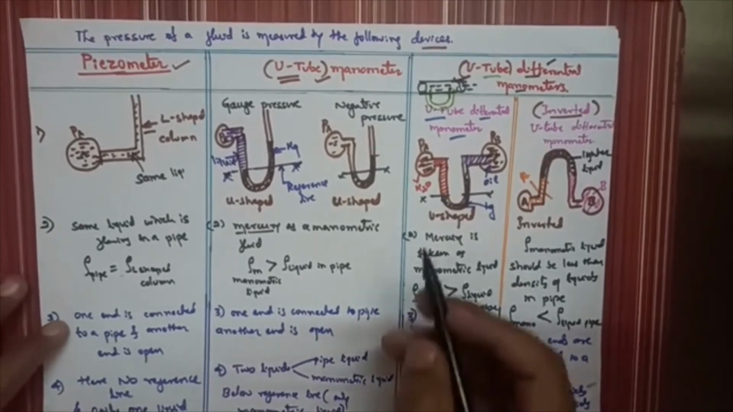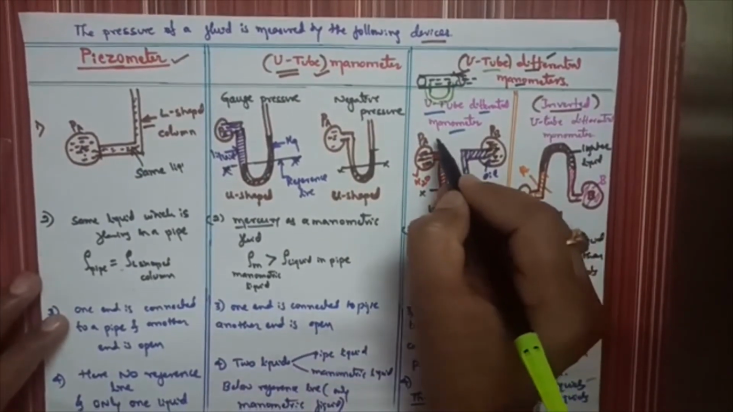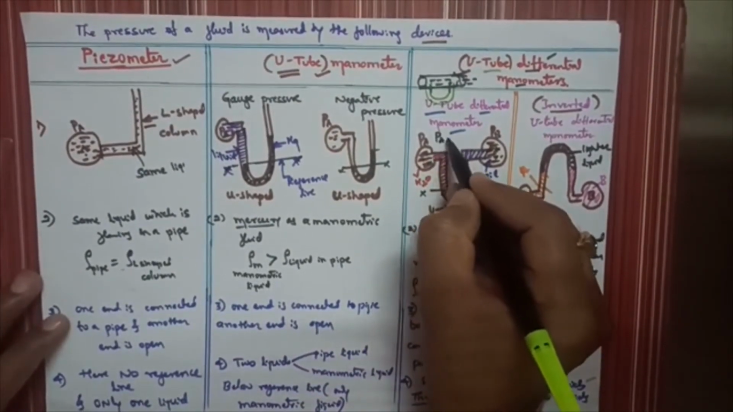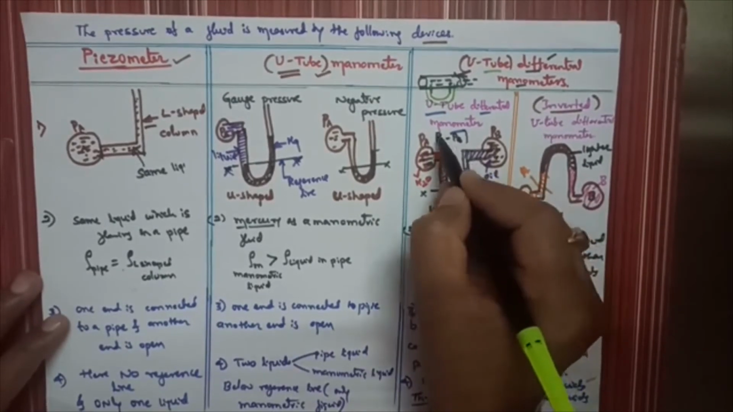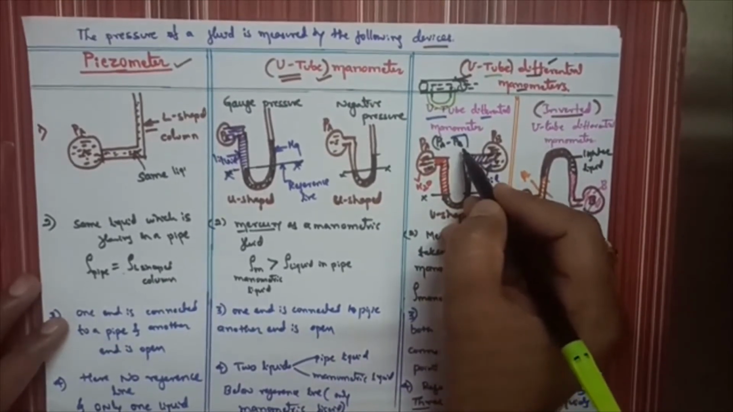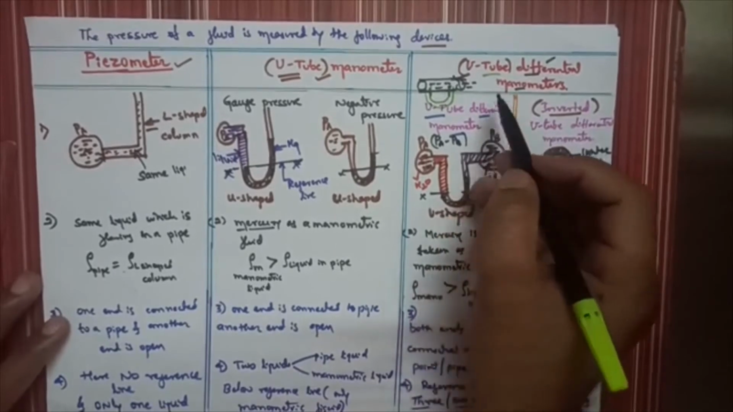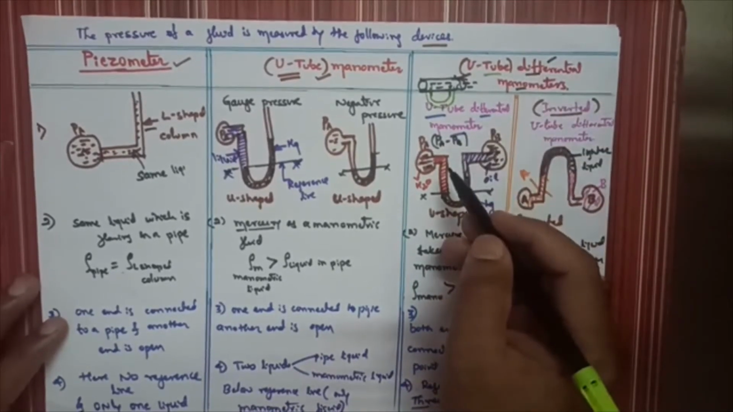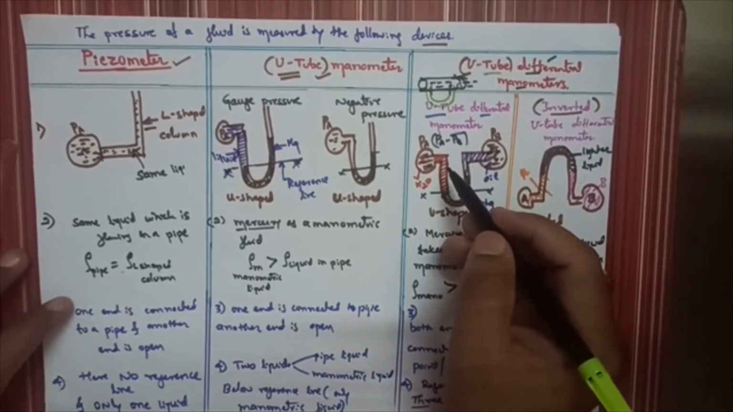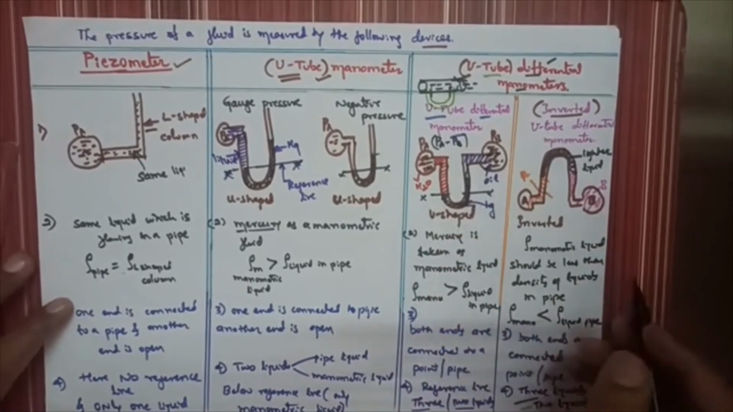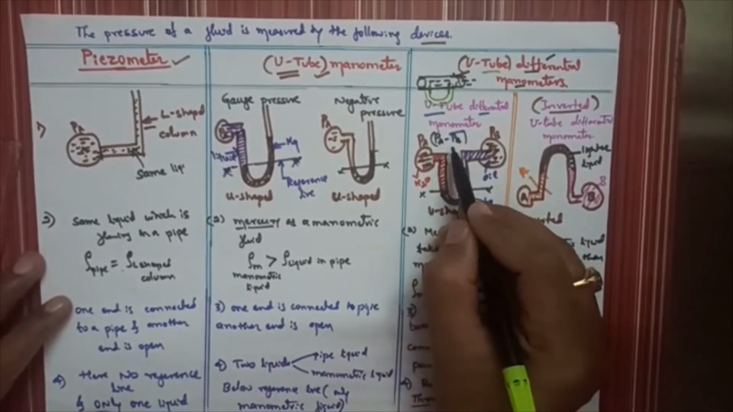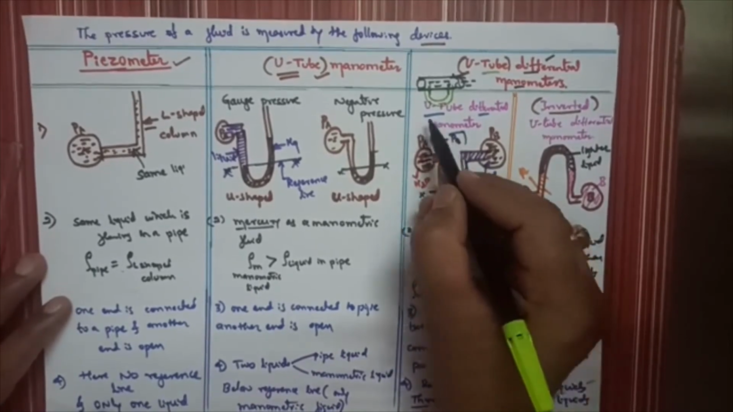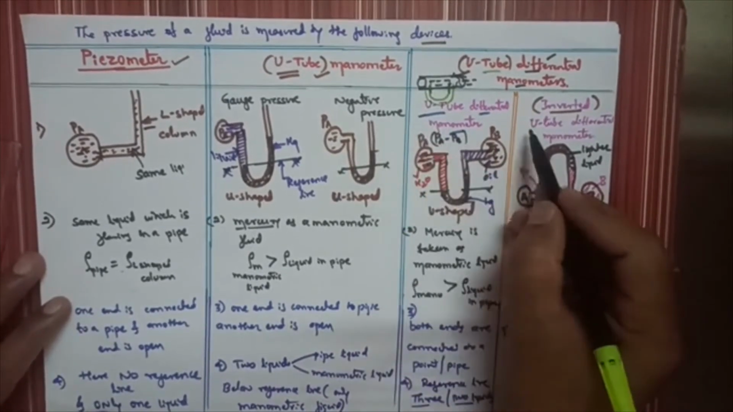And the expression for calculating the pressure difference between these two pipes, PA minus PB, we already discussed in the previous videos. The link is given here. You can click the link, it is there in the description box as well. Click on the link and understand how you will write the PA minus PB equation for U-tube differential manometer as well as inverted U-tube differential manometers.